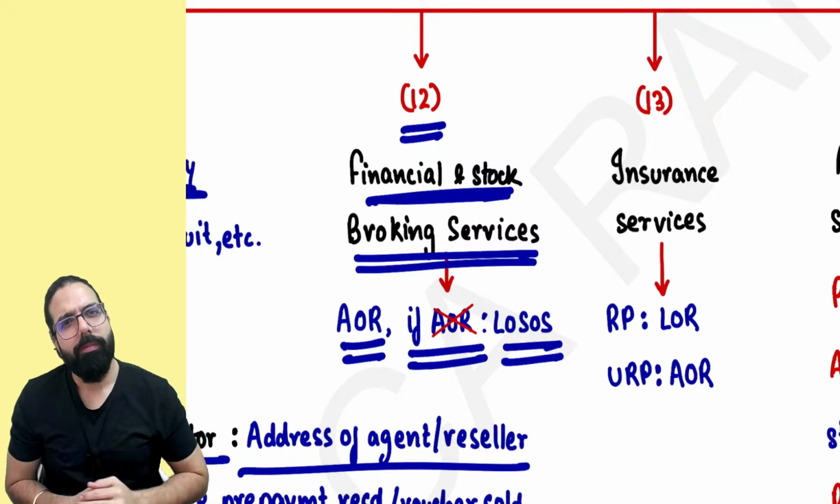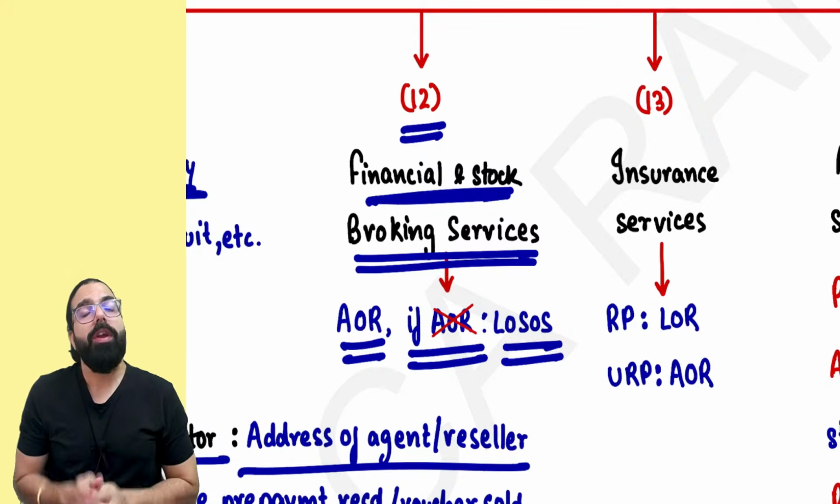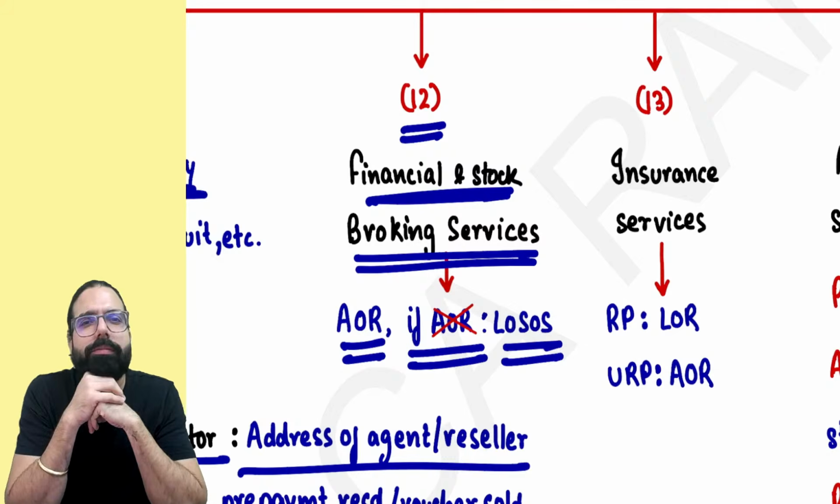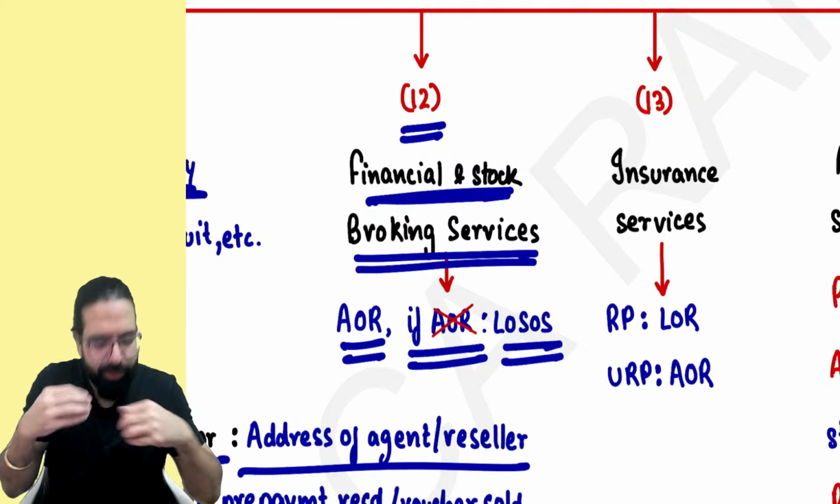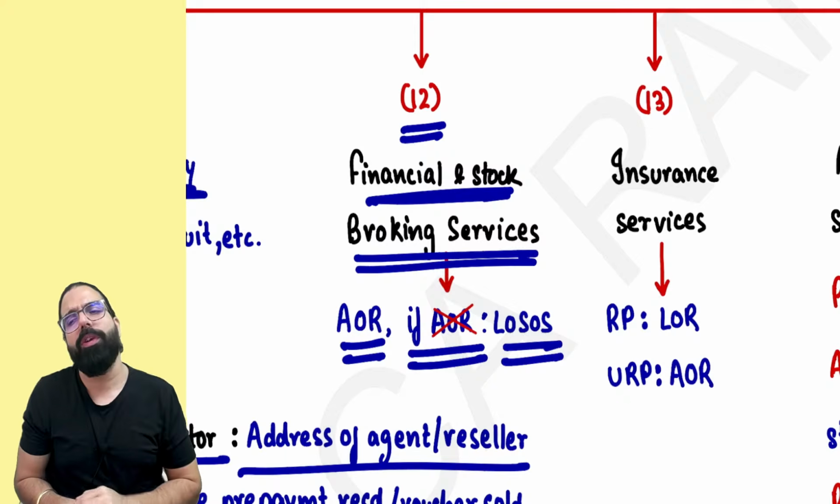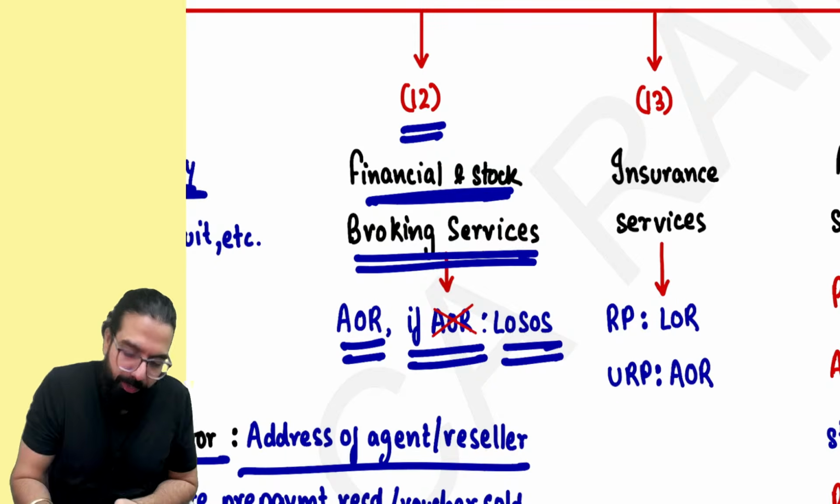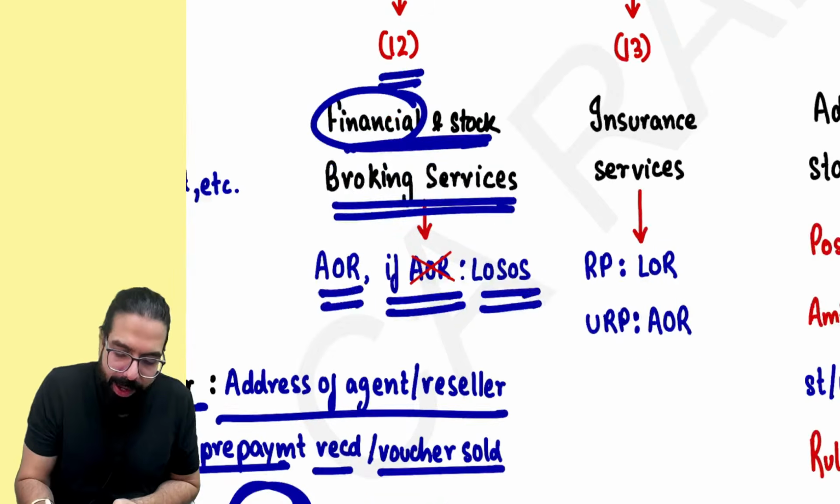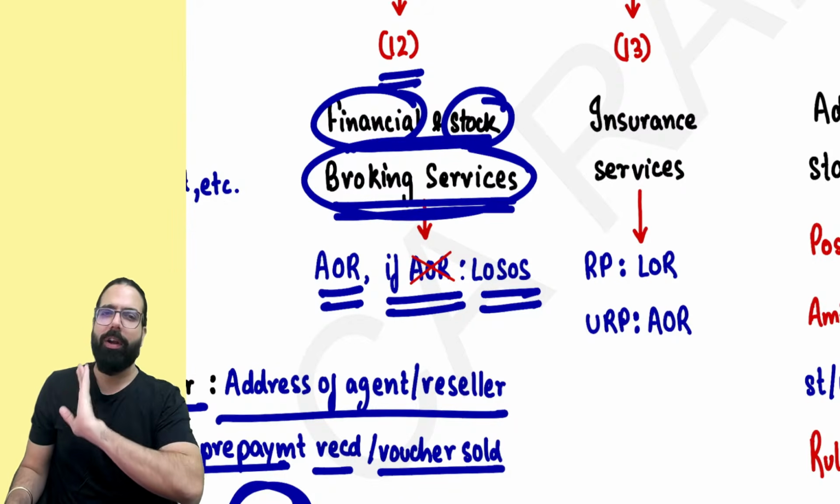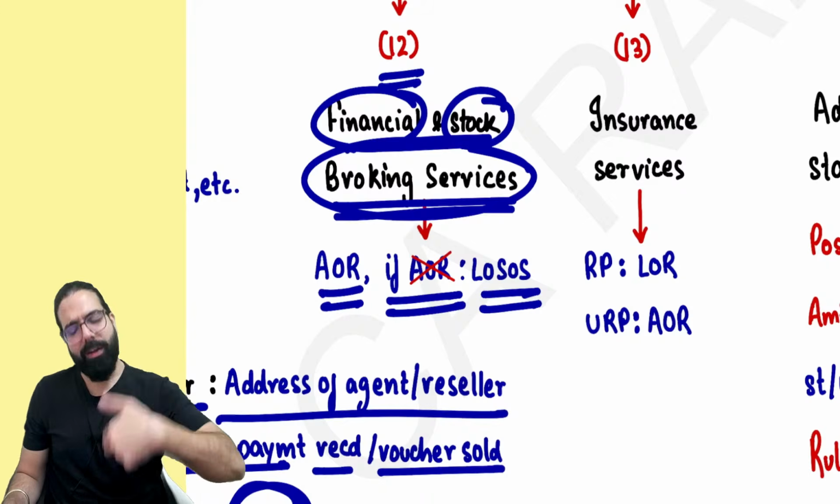Zerodha, share broking services. Zerodha gave you the services. If your address is there with Zerodha, the place of supply is your address. If Zerodha does not have your address, then Zerodha's address applies. Zerodha is from Karnataka, so the place of supply is Karnataka. Story over. That is financial, meaning banking services, and stock broker services. Always remember, if they have your address, they will take your address. If they don't have your address, their address becomes the place of supply.